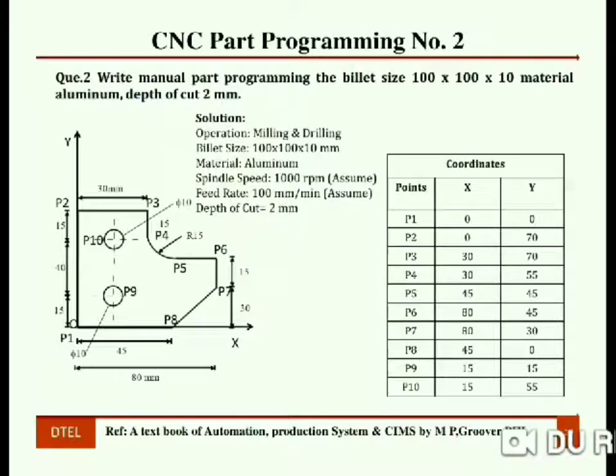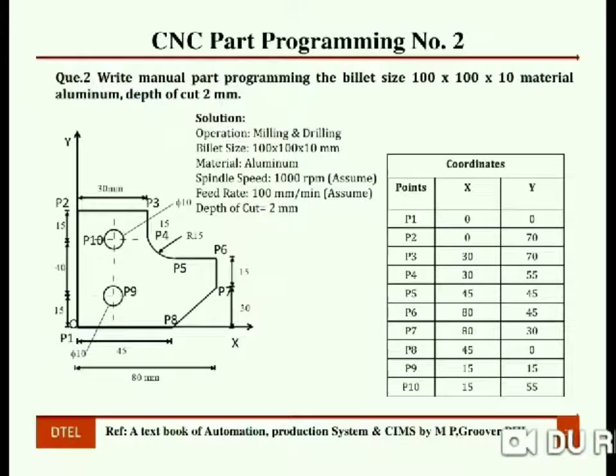So we have mentioned here, that is billet, that is operation milling and drilling. You have to mention which operation you are going to perform. So it is milling and drilling operation. It is a combined operation. Then what is the billet size? 100 by 100 by 10, that is the raw material. Then which material we have used as a raw material, that is aluminium.